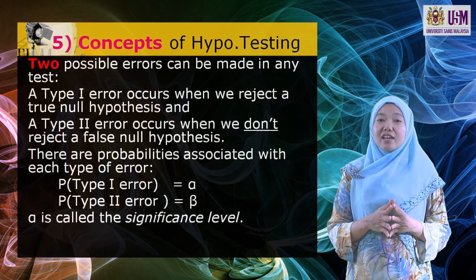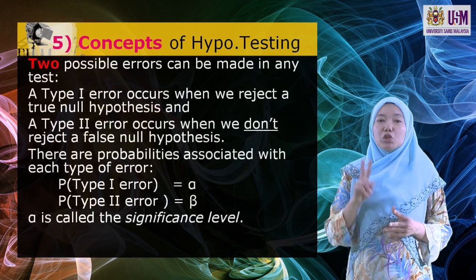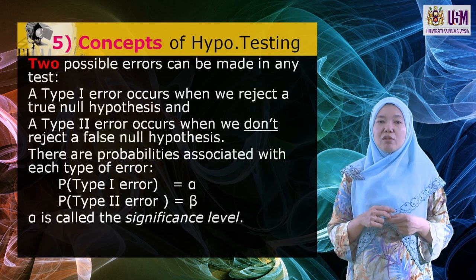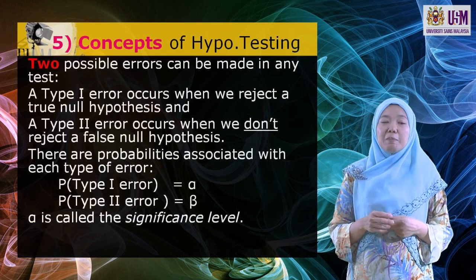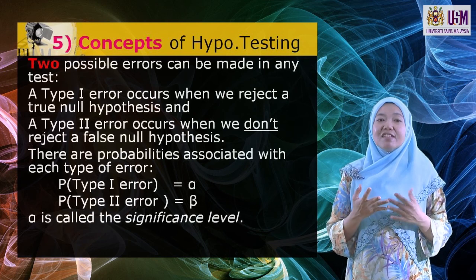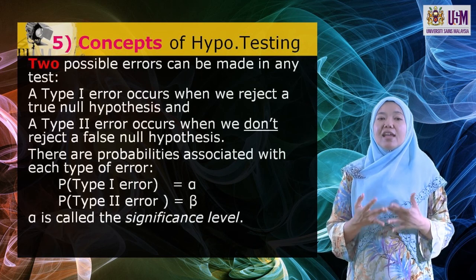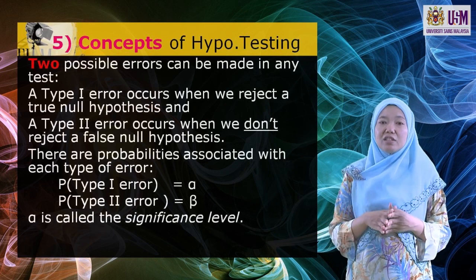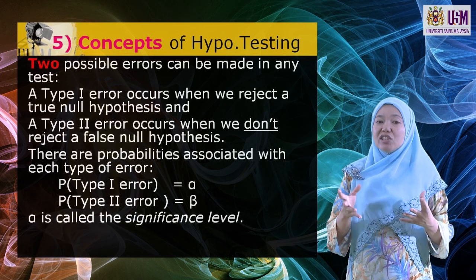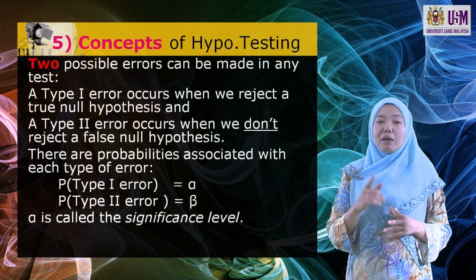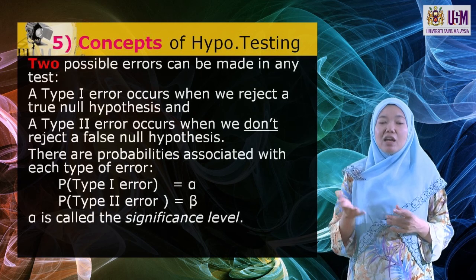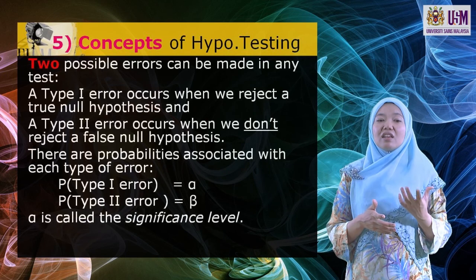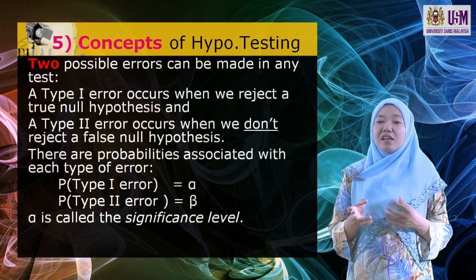We are still discussing the concept of hypothesis testing and the two possible errors that can be made in any test. It's a repeat from what I discussed with you earlier. A type 1 error occurs when we reject a true null hypothesis, and a type 2 error occurs when we don't reject a false null hypothesis. The probability of making a type 1 error is given as alpha, while the probability of making a type 2 error is given as beta. Alpha is what we call the significance level.